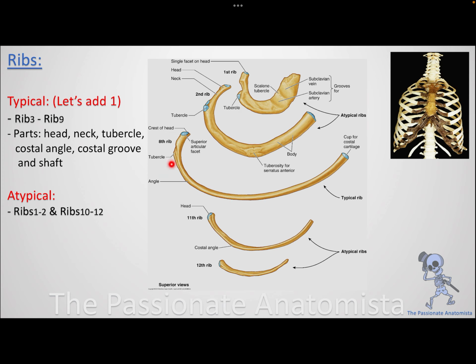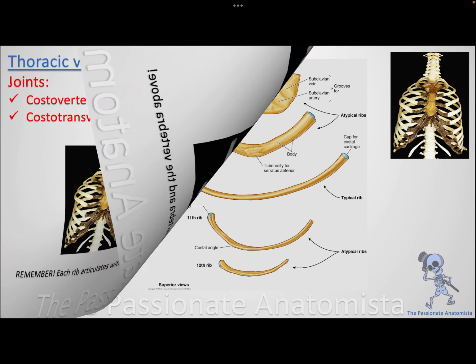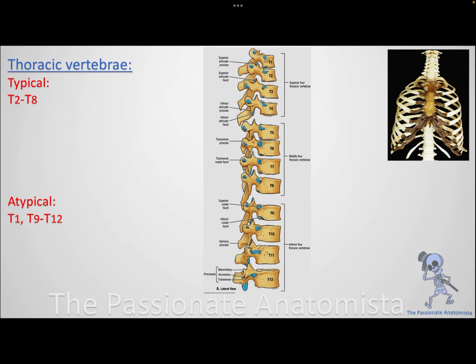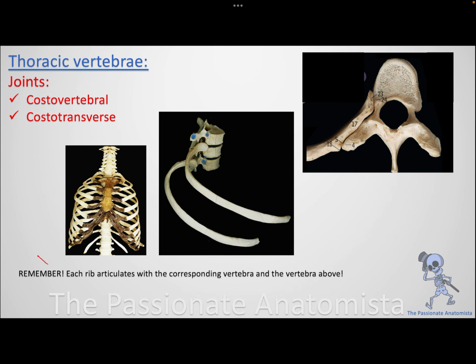However, we have atypical ones. Let's try to understand why we have atypical ones. Now let's talk about the thoracic vertebrae first. Knowing the general idea of the ribs and vertebrae, now think about it. Again, this magic sentence: each rib articulates with the corresponding vertebra and the vertebra above. It means that rib number 1, if it wants to articulate with a vertebra above, needs T0, and we don't have any vertebra above T1. So in that case, the thoracic vertebra number one is going to be atypical.